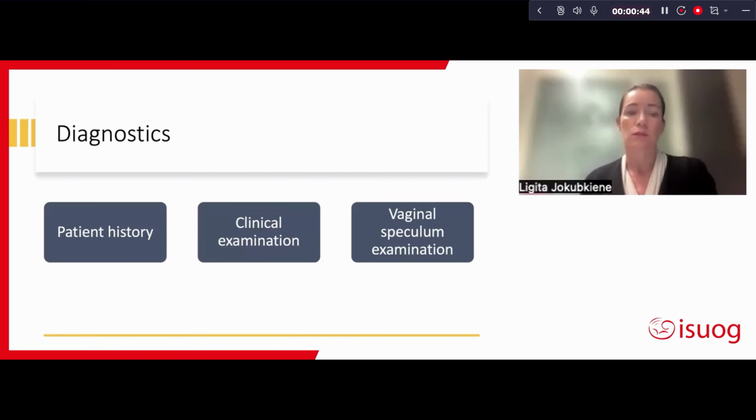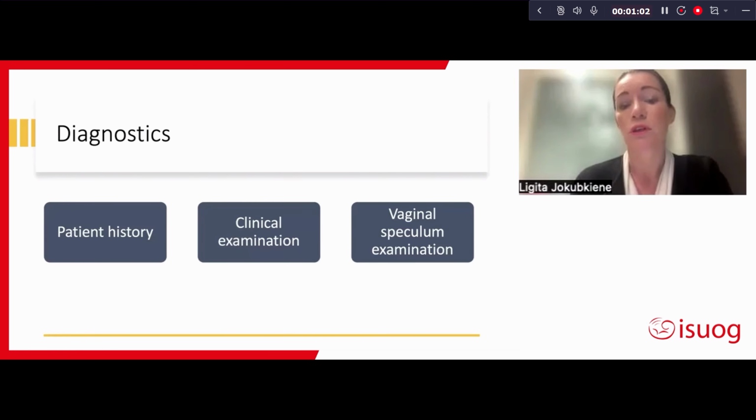So how do we diagnose miscarriage? Of course, patient history is a very important item here. We have patients that probably know the time of the last menstrual period, and we know the history about the vaginal bleeding and about the pelvic pain. But of course, we have to do the diagnostic.